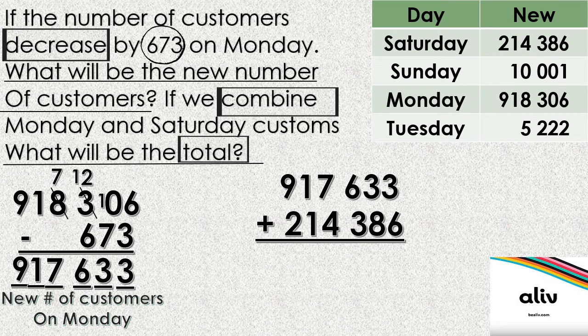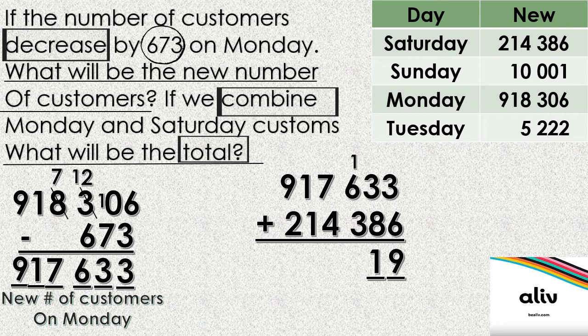917,633 plus 214,386. 3 ones plus 6 ones is 9 ones. 3 tens plus 8 tens is 11 tens. We put down our 10 and we carry our 1 over to our hundreds column.